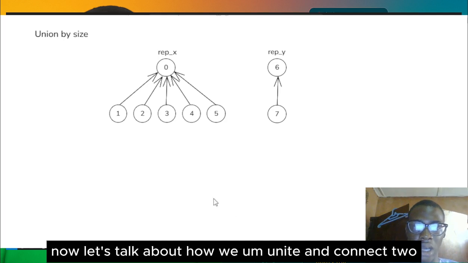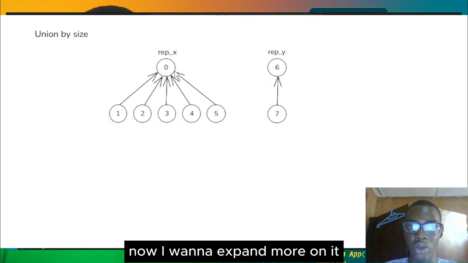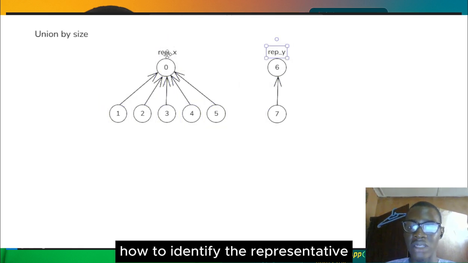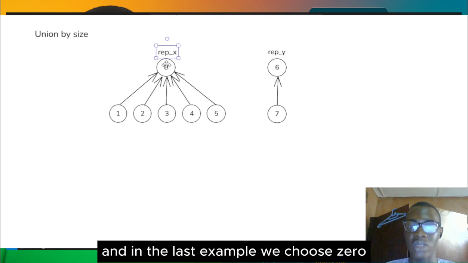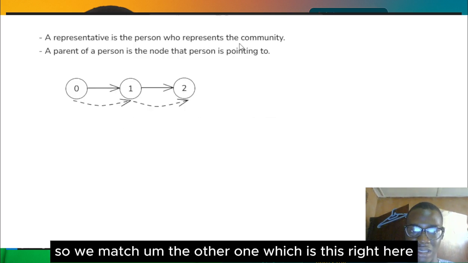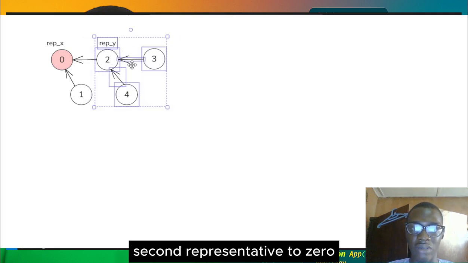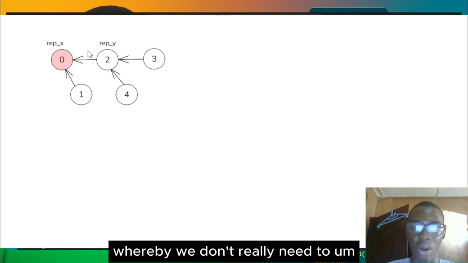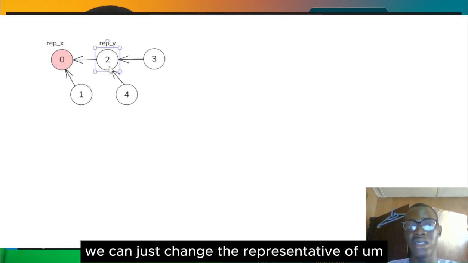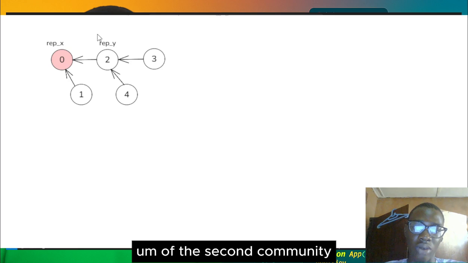Now let's talk about how we unite and connect two persons from different communities. We talked about it the last time, and now we want to expand more on it. The last time we talked about how to identify the representative of each of these communities, and we decided to choose one. In the last example we chose 0, so we merged all of the others in the second representative's community to 0, and we later talk about an optimization whereby we don't really need to merge all of them like that.